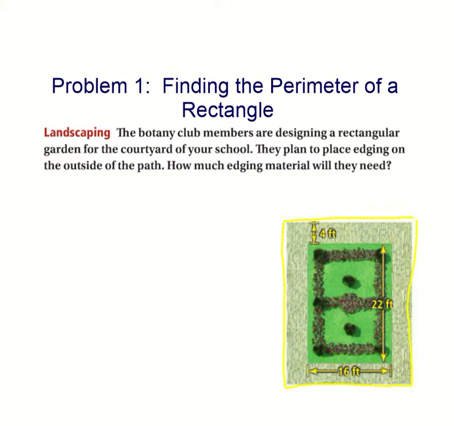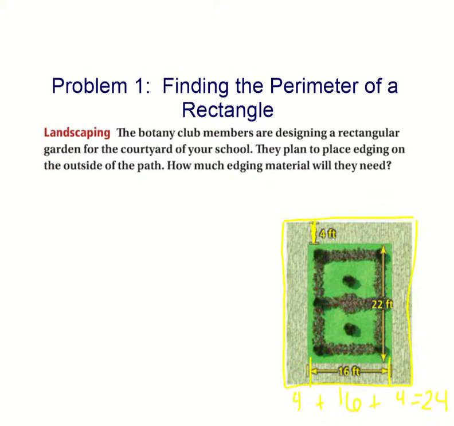If we think about this, we're not given the actual dimensions of the outside of the garden, but we know that from here to here it's 16 feet. We know that the path has an edge of 4 feet, so it must be 4 here and 4 here. Together, if we add all this up, that whole side is 24 feet.